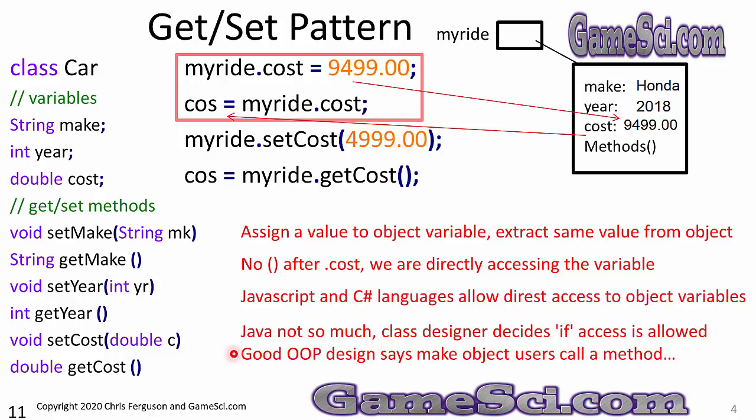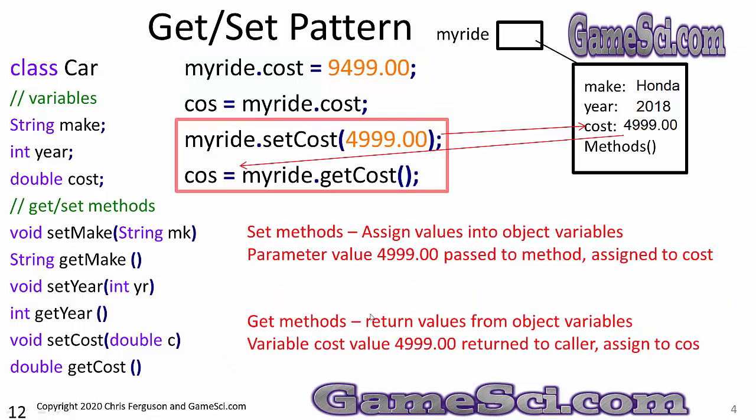Good OOP design says make object users call a method. Java would prefer if you use methods to change the variables. And that's what these two lines of code do. Set methods assign values into object variables. If I call setCost and pass it 4999, the 4999 will show up inside my object. Set methods put new values into the object, and there's my new value in the object.